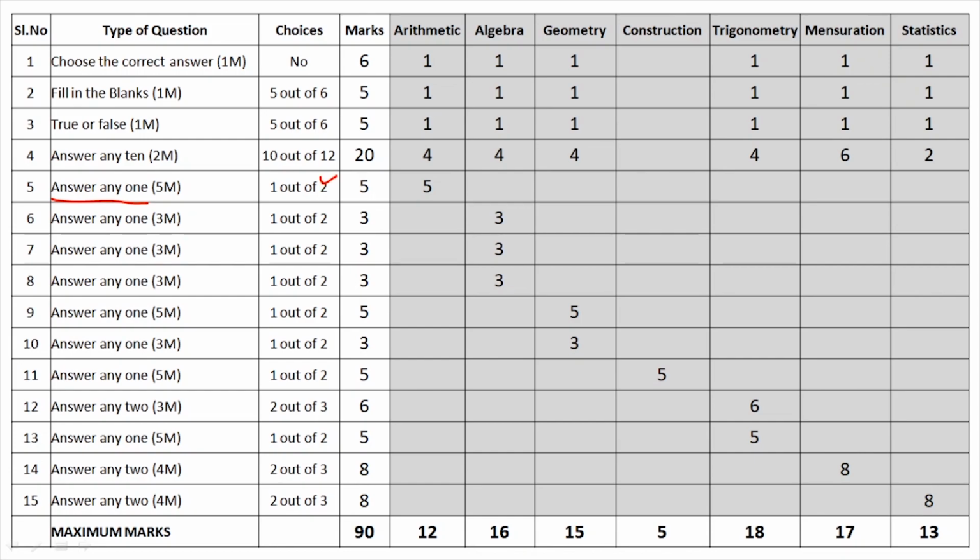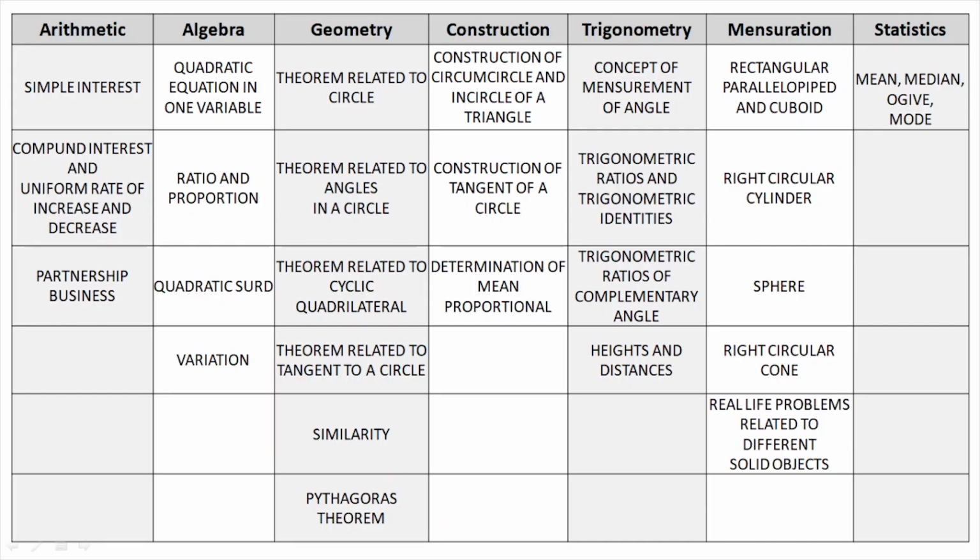Okay, so there will be 2 questions and you have to answer one, and it will be of 5 marks, and that will be from arithmetic. Question number 5 will be from arithmetic, and let us see the chapters that will be involved in arithmetic. So there will be 2 questions, you have to answer one.